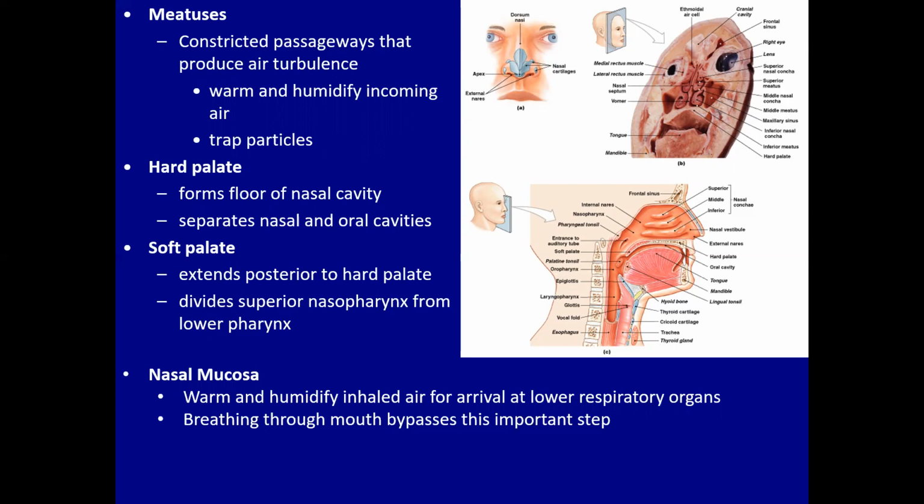As we go back, the hard palate forms the floor of the nasal cavity. Here is your hard palate right here. The soft palate is posterior to the hard palate, and it's going to divide your nasopharynx from the lower pharynx. So here is your nasopharynx, and here is your lower pharynx down here. The mucosa itself again warms and humidifies the air, and you need to breathe through your nose and not through your mouth when you're breathing in the incoming air.